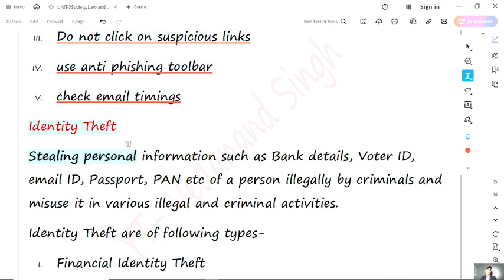The next type of phishing is identity theft. It is stealing personal information such as bank details, voter ID, email ID, passport, PAN details, etc., and misusing it in various illegal and criminal activities. Generally, identity theft means they want to get sensitive information like bank details, voter ID card, passport, PAN, etc. If they get such sensitive personal information, they can use it for illegal purposes, or even for criminal activities also. You should be aware of that.